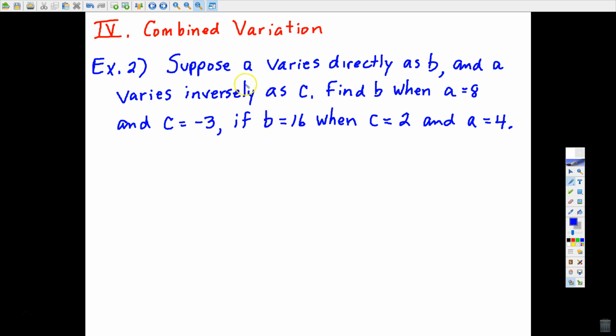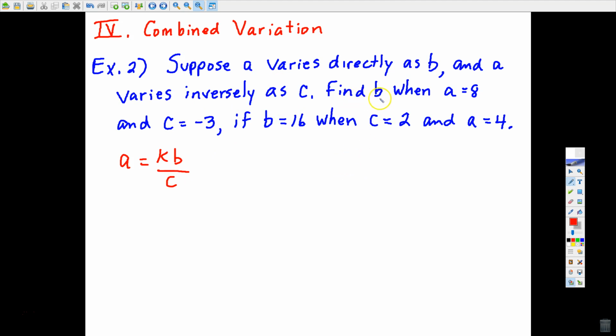Okay, one more of these and we are done with your notes. You're ready to start practicing. Suppose A varies directly as B. Alright, that's direct variation. A varies directly as B. That's what that means, multiplying by K. And A varies inversely as C. Well, inverse variation again means division, and in this case we're dividing by C.